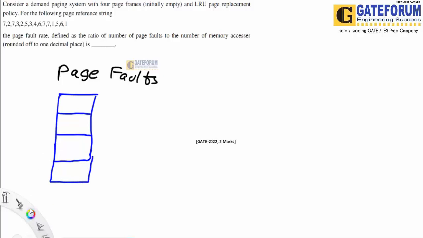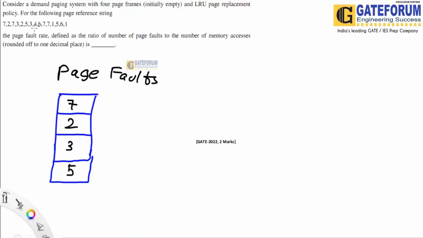First of all, we will have 7 which is not present, so this is one page fault. 2 not present, this is another page fault. 7 is already present, so we don't have any page fault. 3 not present, we will add it, another page fault. 2, yeah, it's already present, so no page fault. 5 we will add. Then 3, it's already present, so no page fault.